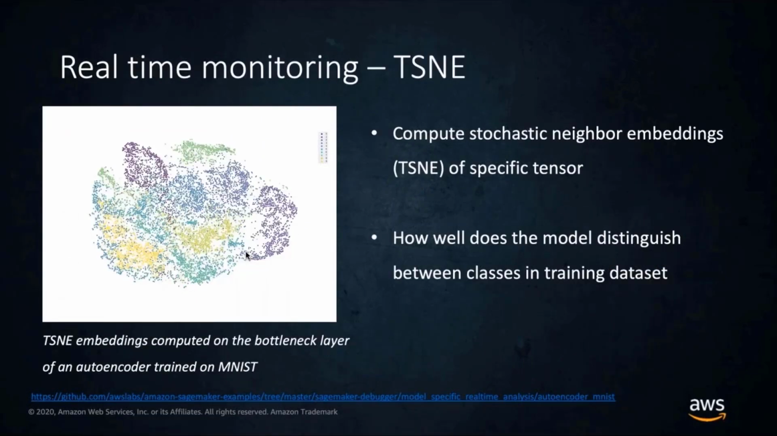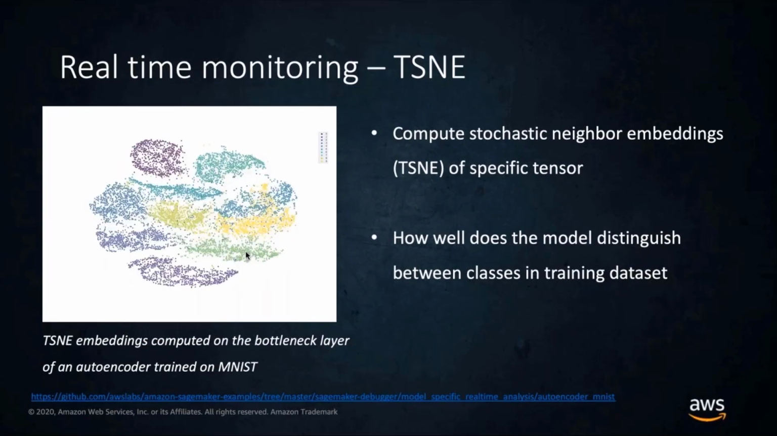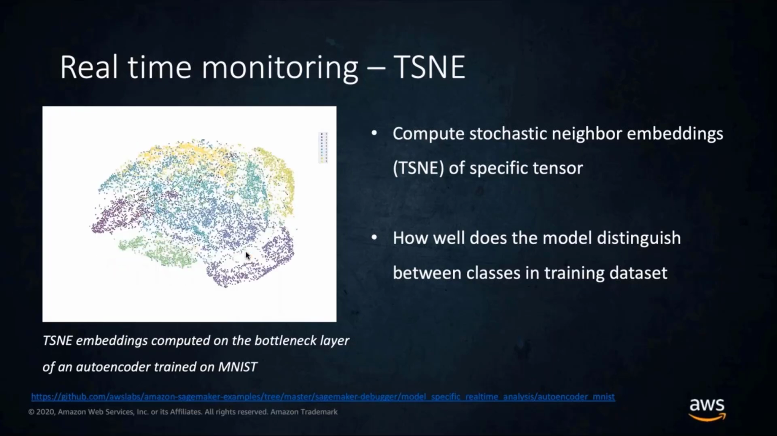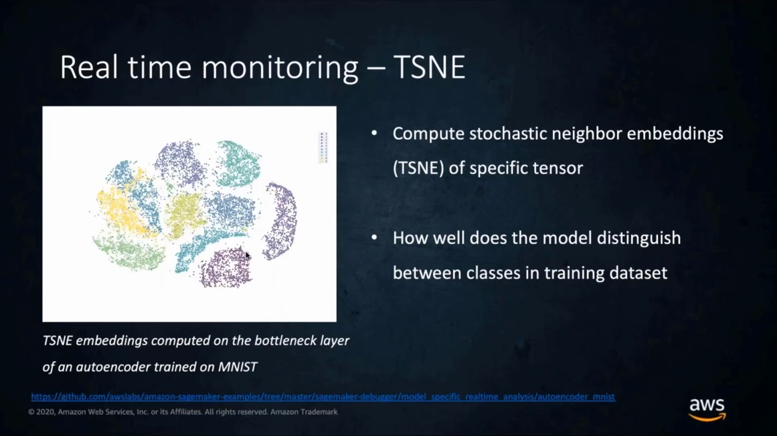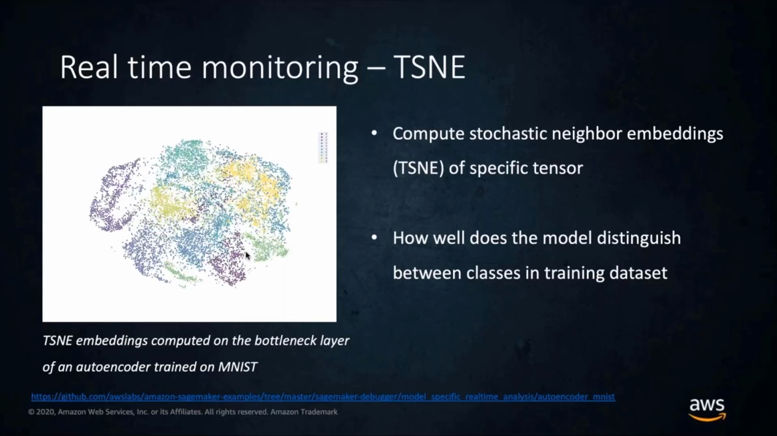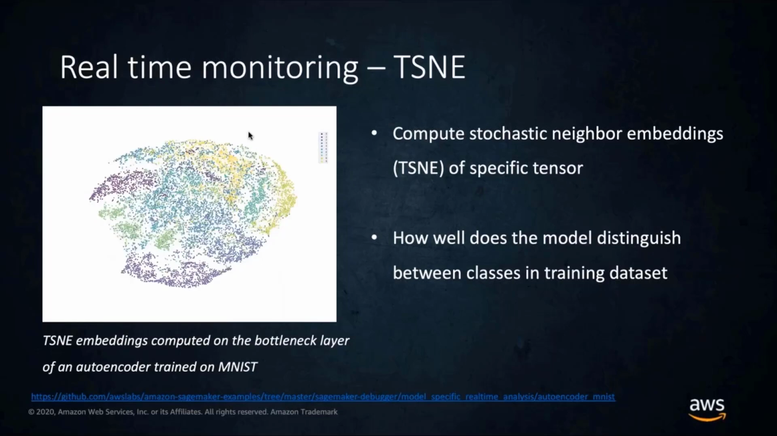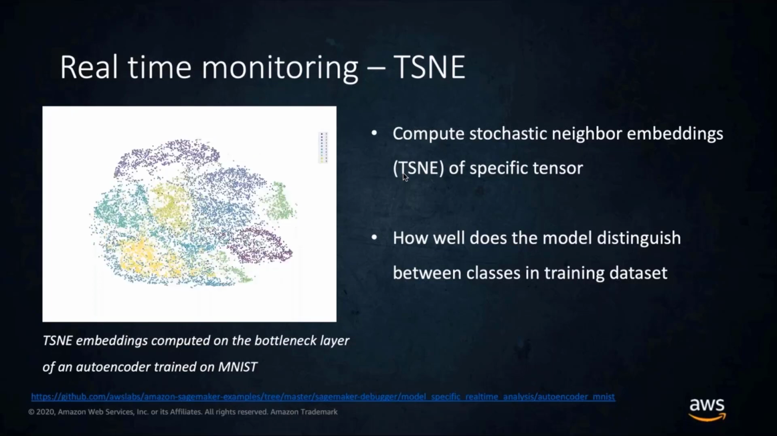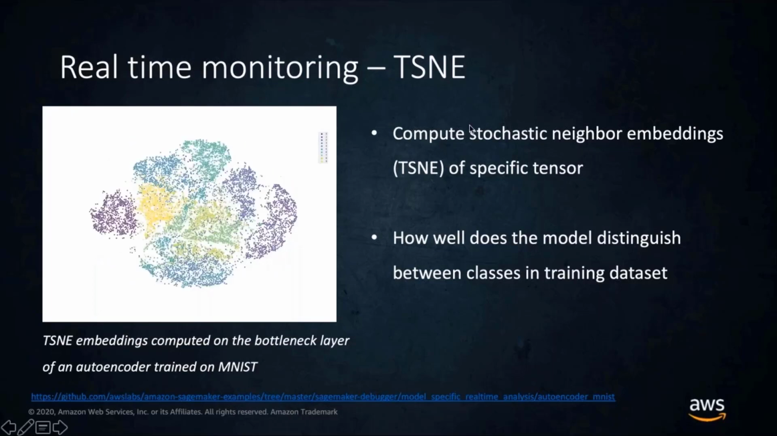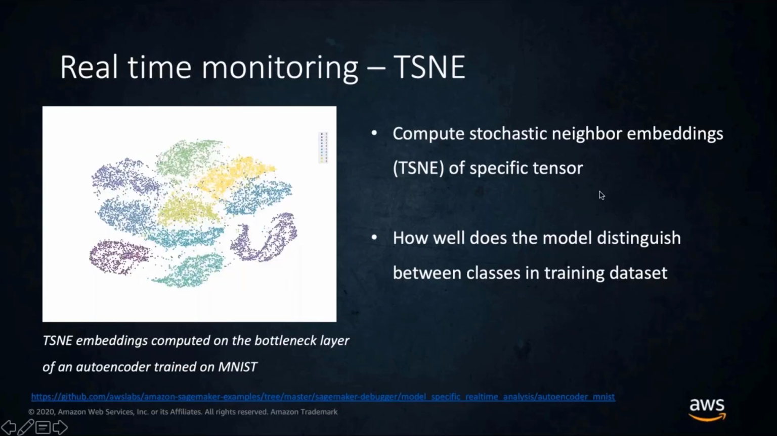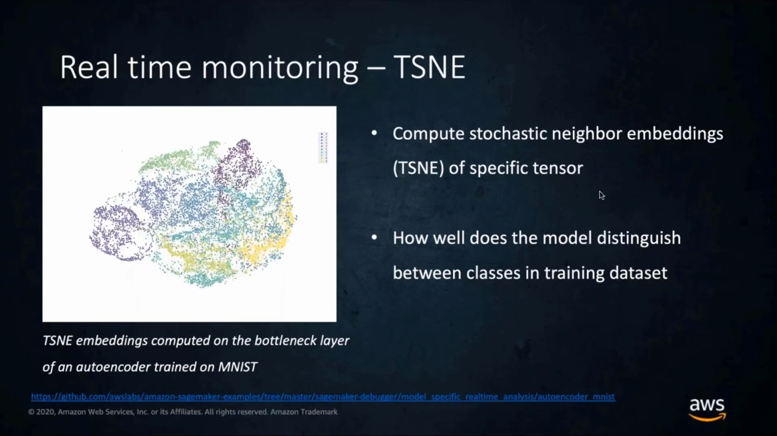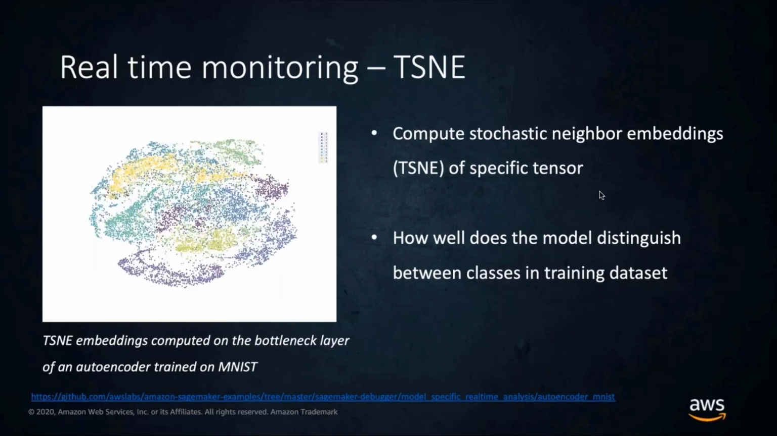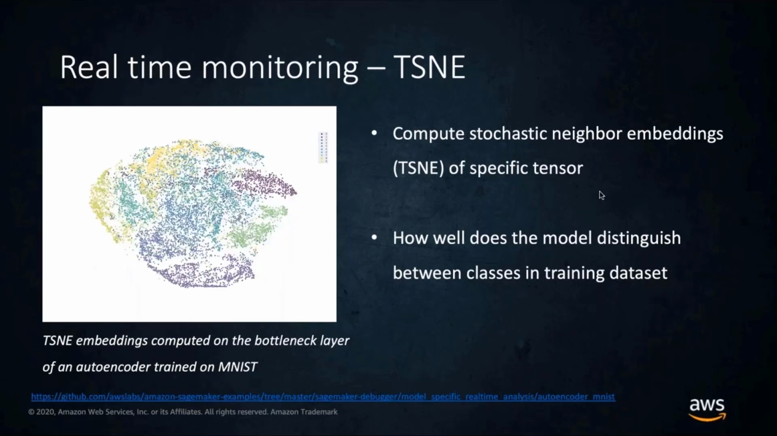So while we talk to customers, we also see that depending on which kind of model you are training, whether this is a computer vision model or whether this is a natural language processing model, you might be interested in different sorts of real-time monitoring and different sorts of analysis. So for instance, what we can do with Debugger is we can retrieve specific tensors and compute in real-time t-SNE embeddings. t-SNE is the t-distributed stochastic neighbor embedding. What t-SNE does is it takes our feature vector, which represents a highly dimensional feature space, and maps it into a 2- or 3-dimensional space where we can nicely visualize it.